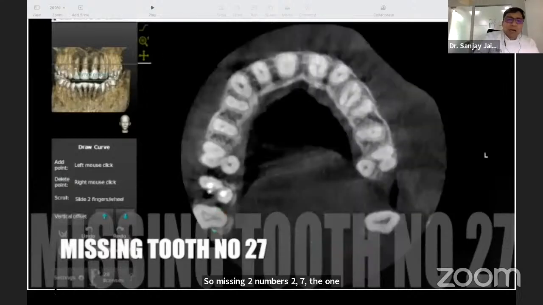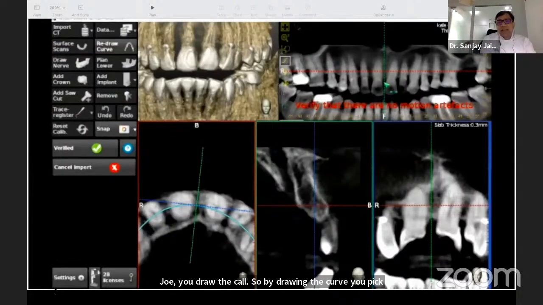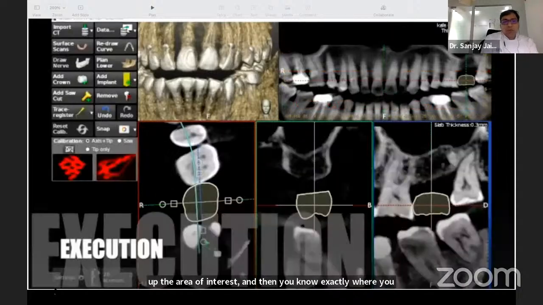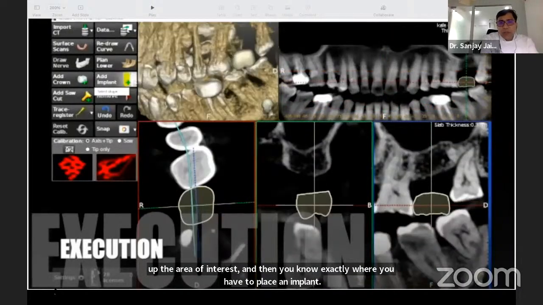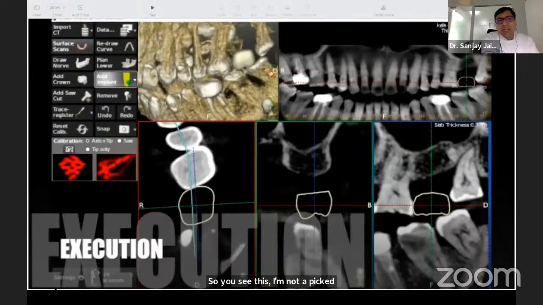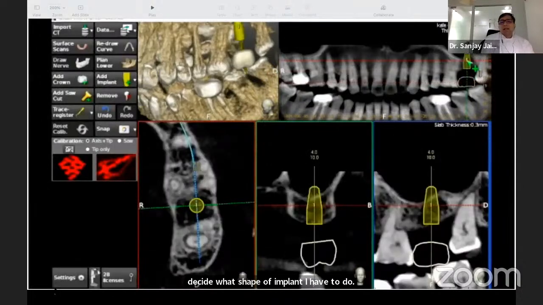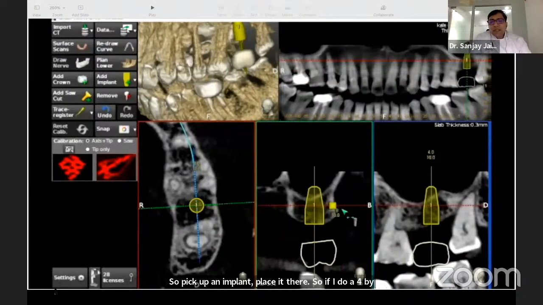Once the software is loaded, you mark the arc shape of the jaw. You draw the curve. So by drawing the curve, you pick up the area of interest, and then you know exactly where you have to place an implant. So what I did was I first picked up the crown. So you see this, I've not yet picked up the implant. From the software, I picked up the crown, placed the crown there, and then I decide what shape of implant I have to do. So I pick up an implant, place it there. So if I do a 4 by 10 millimeter implant, I'm going to perforate the sinus. So I decide to go ahead with a wider implant, 4.8 Straumann.